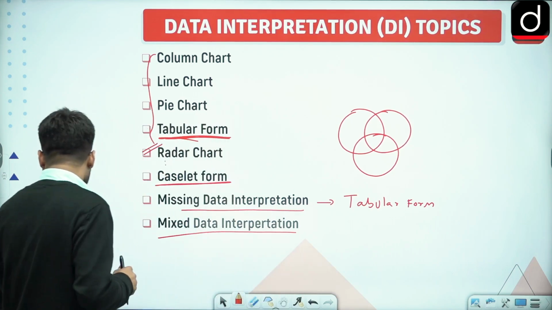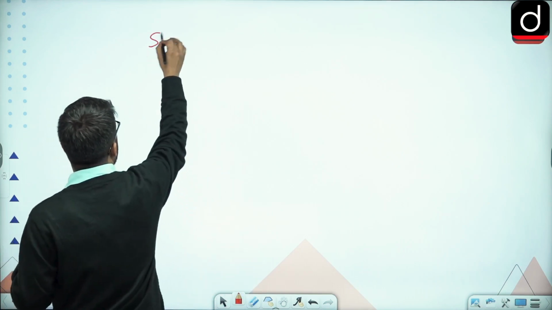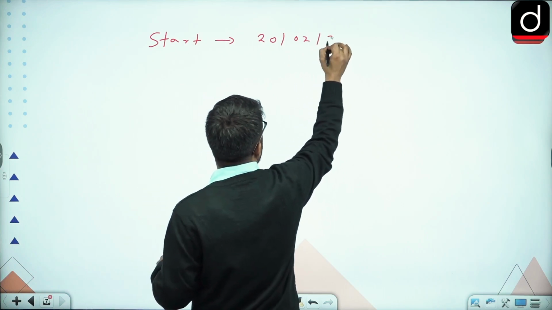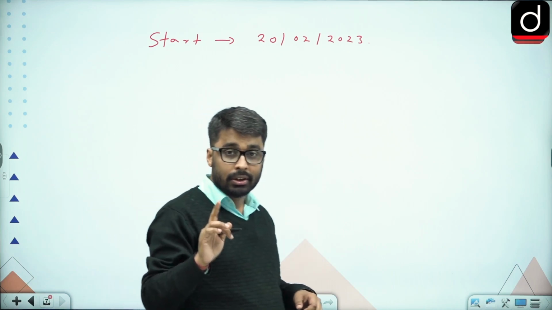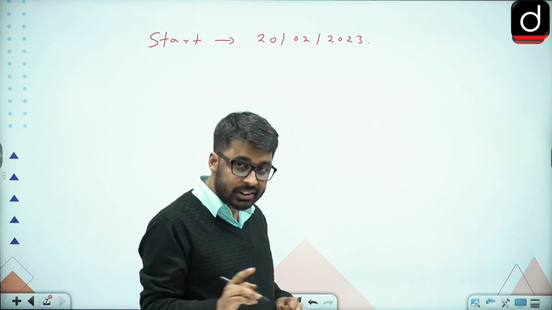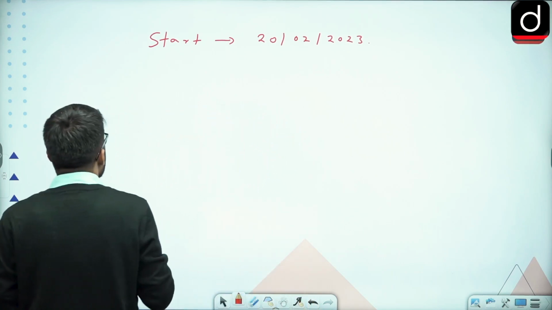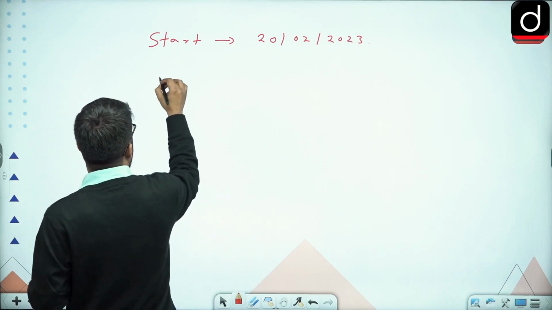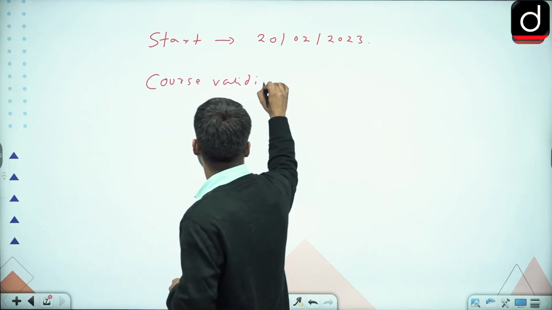Now again, before we conclude this session, let me tell you once more that the start of your course is on 20th of February 2023, right? All the classes are going to be on time, so please make sure that you are punctual. You keep this discipline with you till the end of your exam, so that your preparation goes well without any hitch, right? And the course validity is of 1 year.